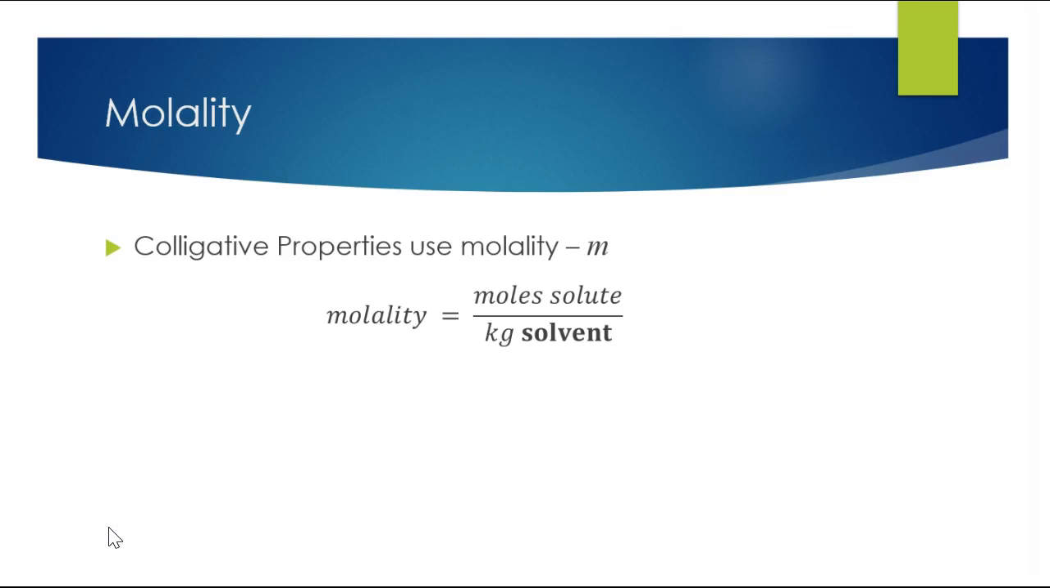All right, let's get to molality. Later on, we're going to be learning about colligative properties. And in order to calculate the colligative properties of a solution, you need to know the molality. Now, the molality is the number of moles of solute divided by the kilograms of solvent. Now, a kilogram of water has a volume of 1 liter at 4 degrees and up, at room temperature, basically.